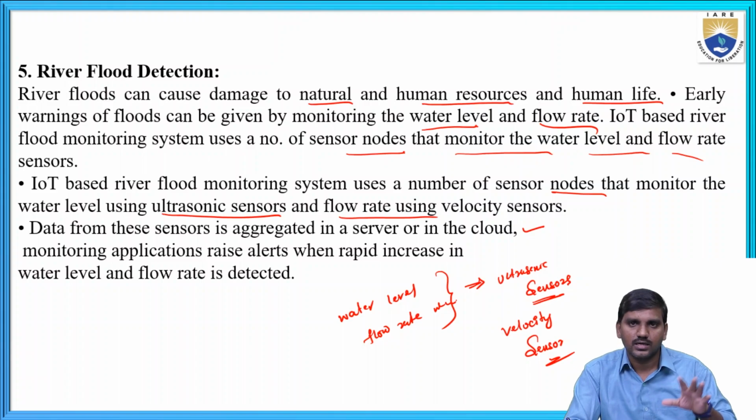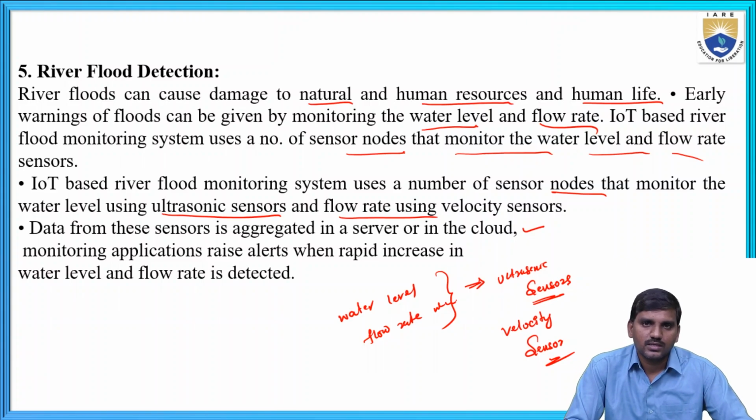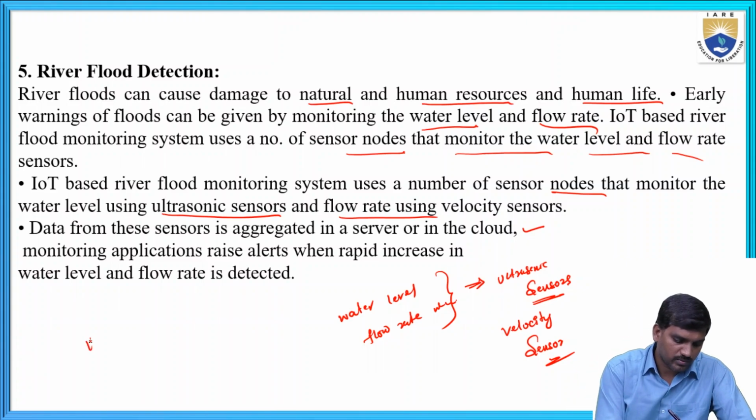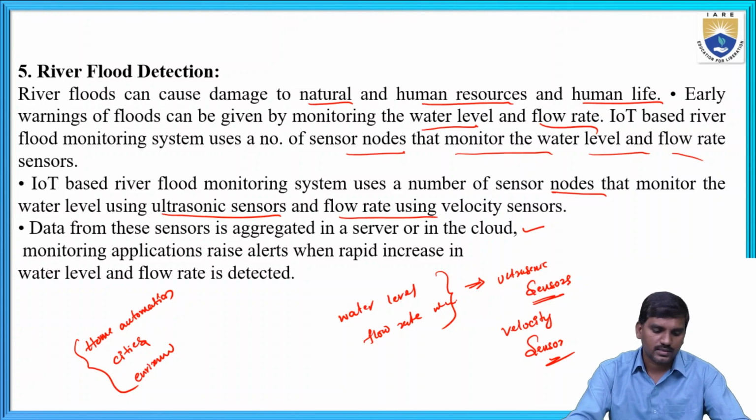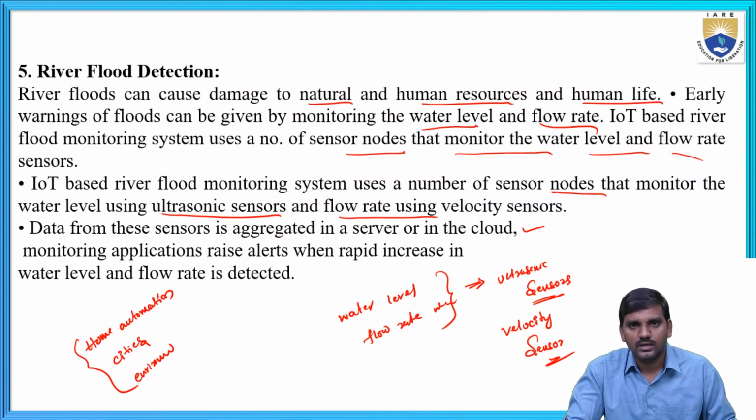So these are the three types of domains: first, home automation system, then cities, and environment. Under these three we have different categories like river flood detection system, forest fire detection system, smart lighting, smart parking, home automation, like we discussed. The remaining domains continue in the next lecture.